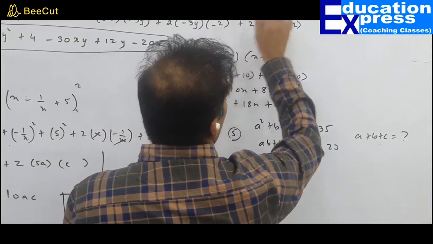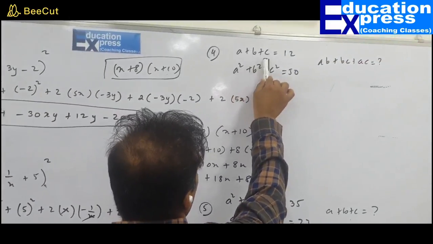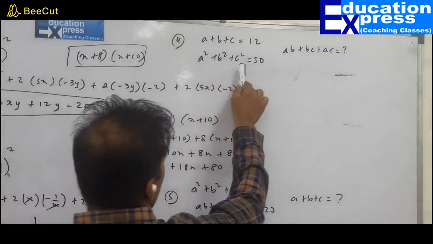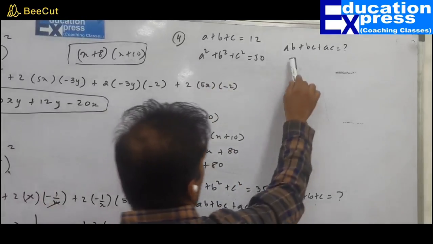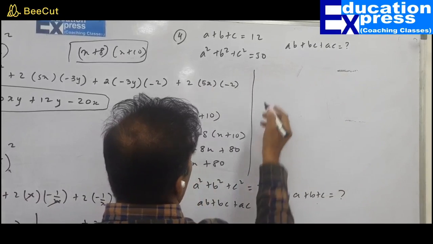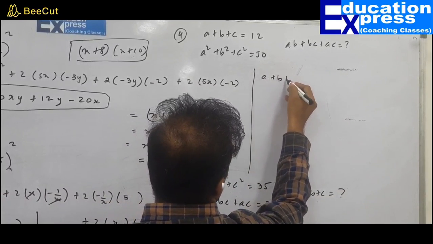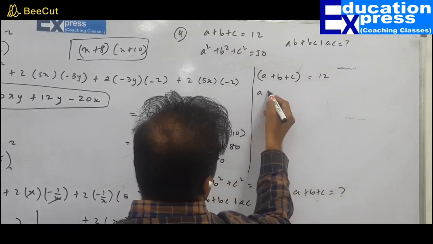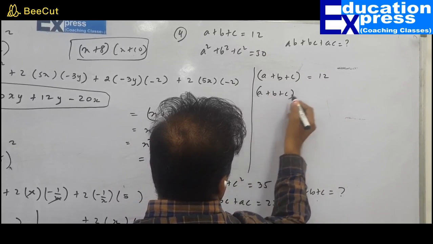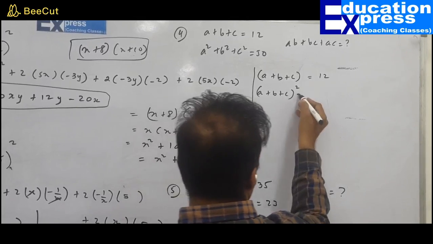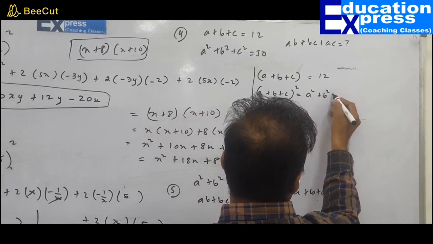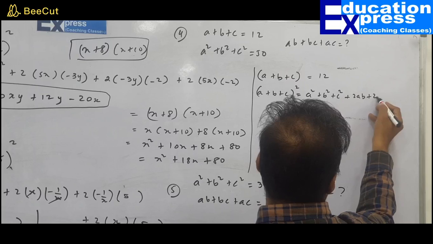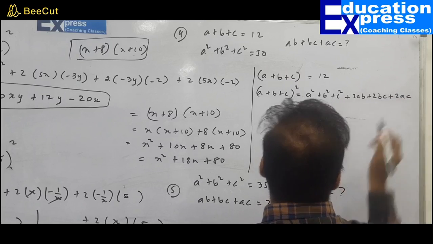Question number 4. It is given to us that a plus b plus c equals 12, a square plus b square plus c square equals 50, and you have to find this. So first, let us formulate our formula. a plus b plus c, it's given to us, equals 12. So can I say a plus b plus c, the whole square, equals a square plus b square plus c square plus 2 into a into b, 2ab, likewise 2bc, 2ac.